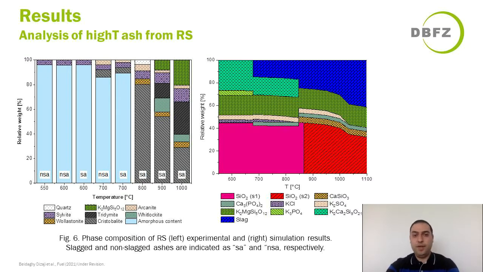And if you compare these crystalline shares with the simulation, you see there is a good agreement between these data and the data which are coming from the simulation for higher temperatures. And there are the same phases detected in the simulation. And the share of the slag increases by increasing the temperature, and the rate is high between 1000 and 1100 degrees Celsius.